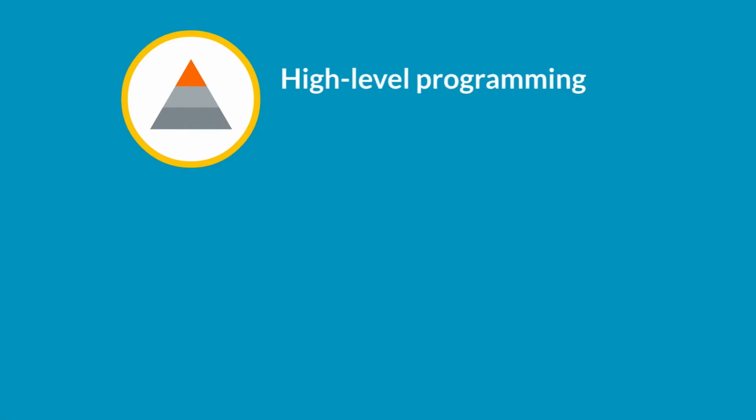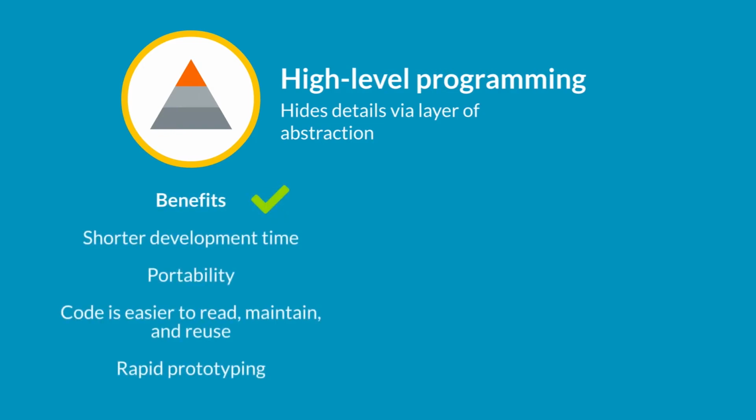High-level programming hides some of the details of the target platform from the developer via a level of abstraction. This often includes automatic memory management, which allows the developer to focus strictly on implementing the desired functionality. The benefits of high-level programming include shorter development time, portability across devices, code that is easier to read and maintain, code that is reusable, and rapid prototyping of applications.